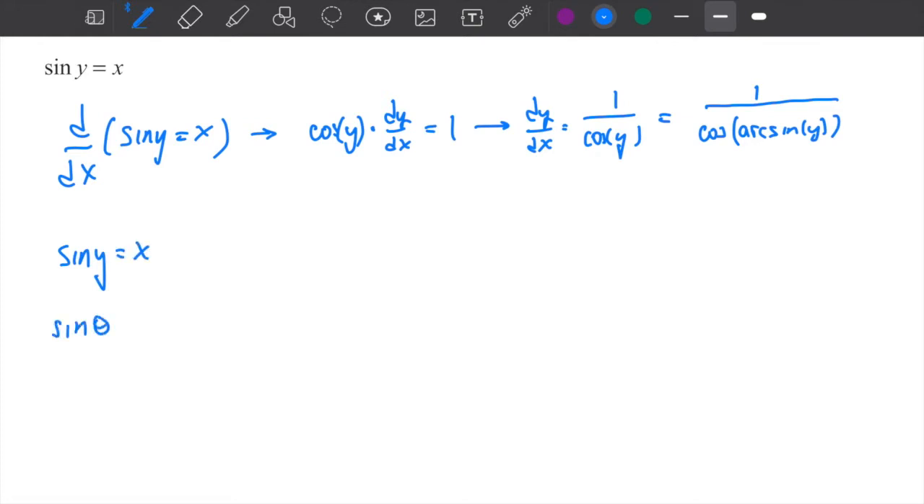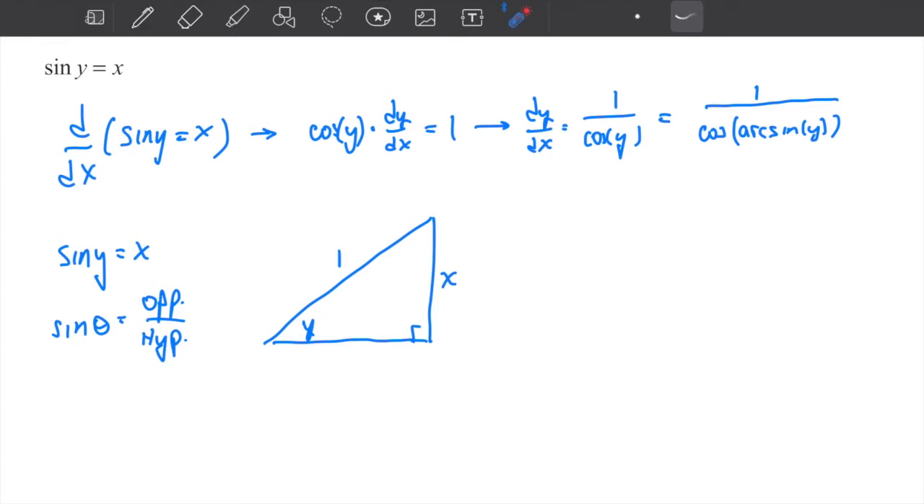Sine of some angle is the ratio of the opposite side to the hypotenuse in a triangle. So we have a triangle where our angle is y, our opposite side is x, and our hypotenuse is 1. That would give us sine of y equals x. Arcsine of x tells us that we have some angle y such that the opposite to hypotenuse is x to 1.